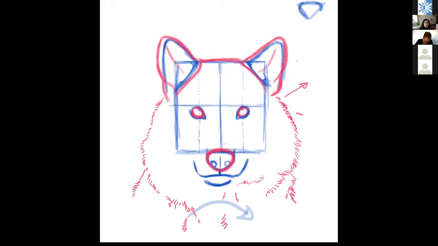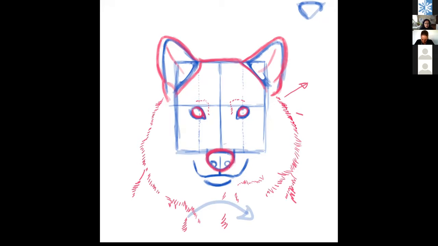Now, more details. For example, if you notice, your wolf does have markings around its eyes, so you can actually do a few marking lines, but very gently and lightly around its eyes, like this.